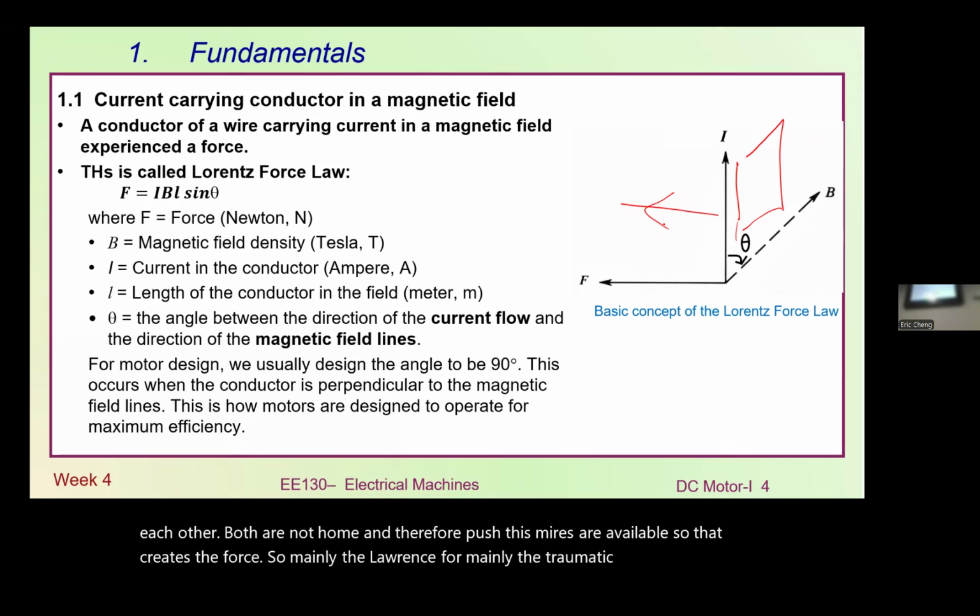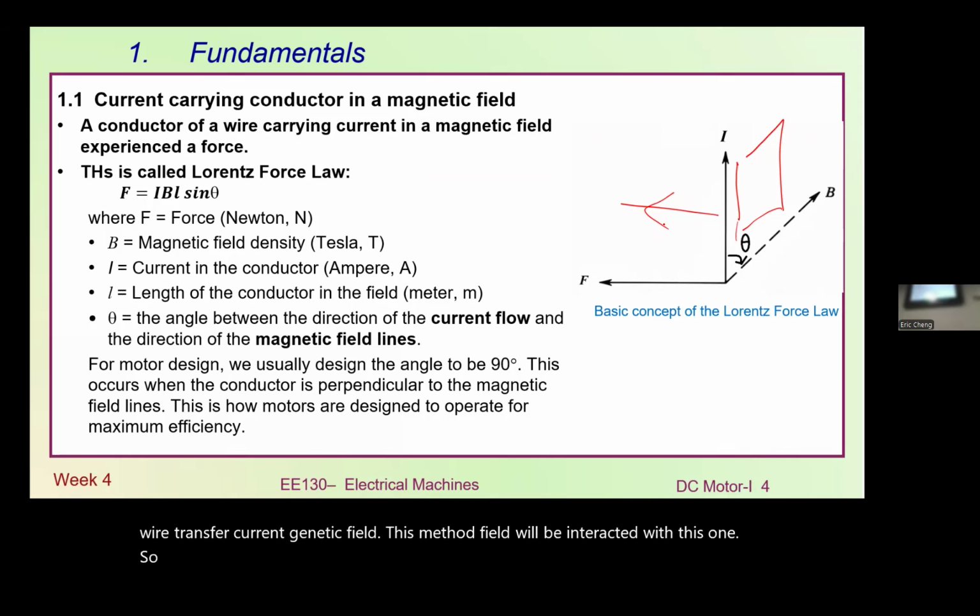This wire passes current and gets a magnetic field. This field will interact with the other one. So that causes the wire to move. That is the basic principle of why we create force.